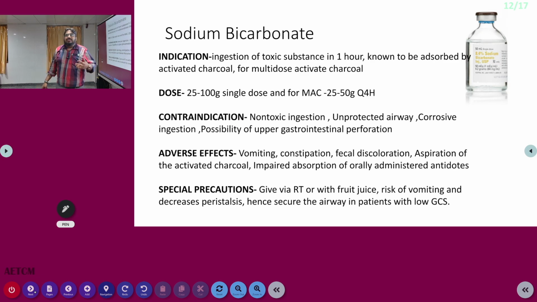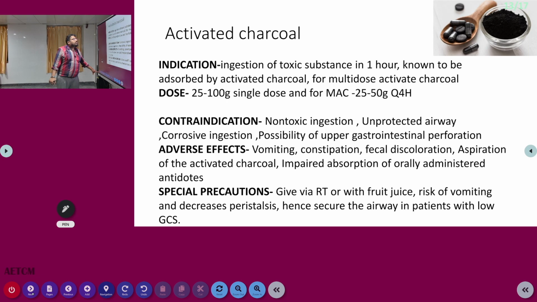Now coming to the next thing, that is sodium bicarbonate. As I told, sodium bicarbonate is one of the agents that you can give for a patient who is presenting with significant metabolic acidosis following a poisoning. You can give soda bicarbonate. Ingestion of a toxic substance within 1 hour known to be absorbed by activated charcoal, for multi-dose activated charcoal, that's what you can give. The thing about soda bicarbonate is that the most common use is in tricyclic antidepressant toxicity. So for tricyclic antidepressant toxicity, or whichever patient has metabolic acidosis, you can give it.